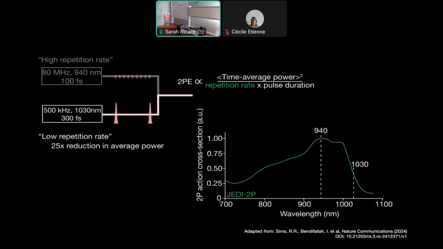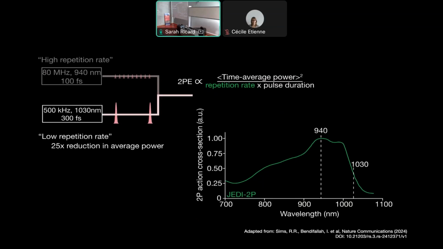And so all of these experiments were performed with a high repetition rate laser. So a classic Ti:Sapphire 80 megahertz laser that is used for two-photon excitation. And the question was, could we use a different type of laser in order to reduce the average power that we deliver to the sample and therefore maximize the number of cells that we're able to record from at any given time? And because the two-photon excitation process depends on the repetition rate and the pulse duration, essentially the pulse energy, low repetition rate lasers have much, much higher peak energies, but much lower average powers.